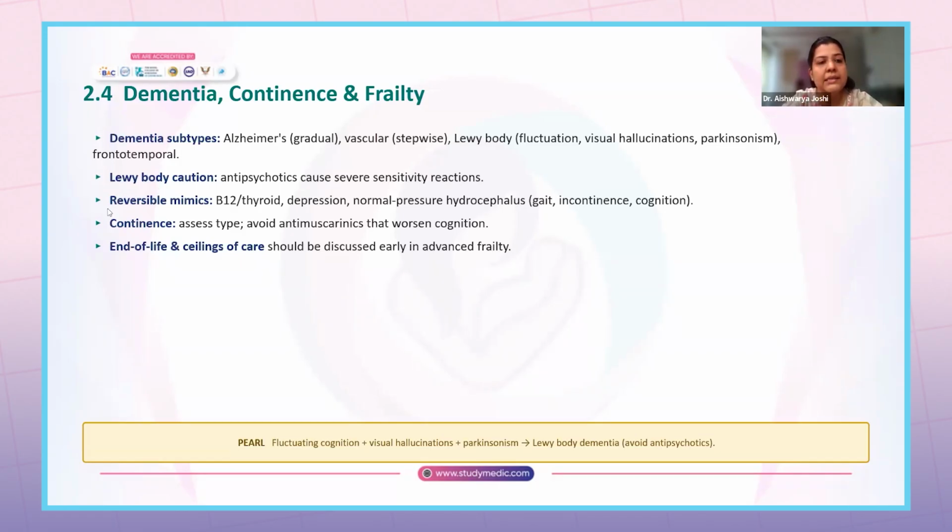Okay, there are certain dementia mimics which are reversible. Those are B12 deficiency, thyroid disease, hyper and hypo both, depression, normal pressure hydrocephalus. Continence, you have to assess whether it is urinary or GI incontinence. Avoid antimuscarinics because they can further impair cognition of the patient.